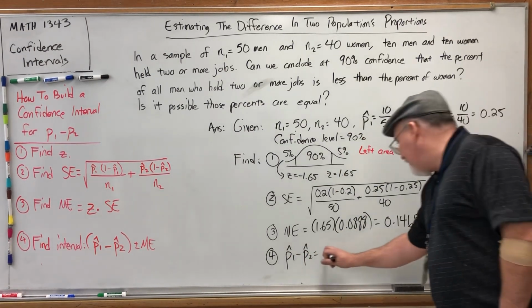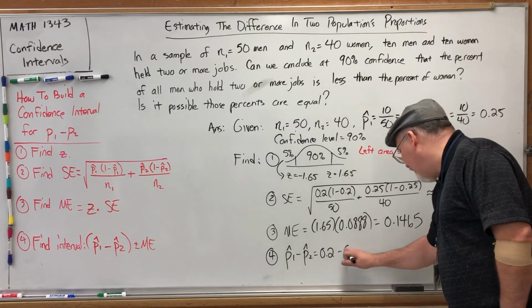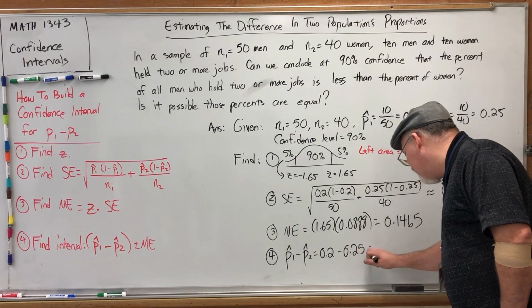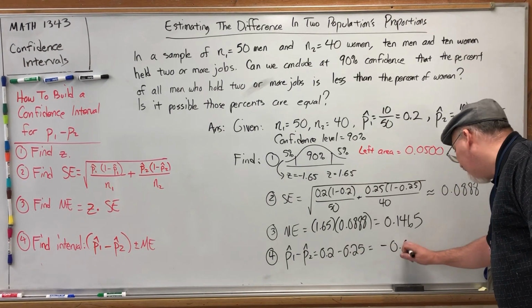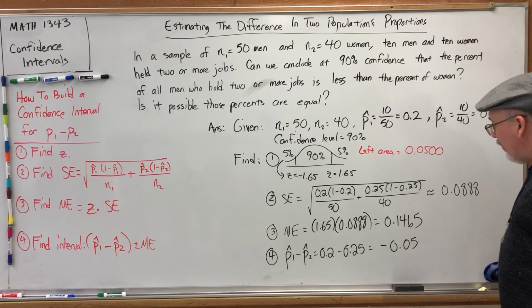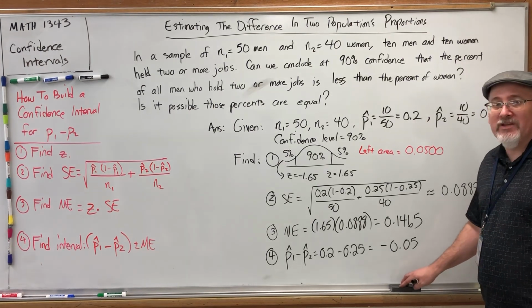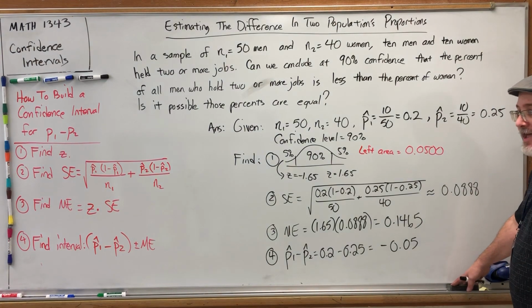It was 20% of the men minus 25% for the women. So if we subtract that, we get negative 0.05. Now that's not our interval, that's simply the point estimate that we're going to stick the margin of error on. And don't be surprised that it comes out negative. We did a subtraction problem. When a subtraction problem comes out negative, it means something. It means the second number was bigger than the first.